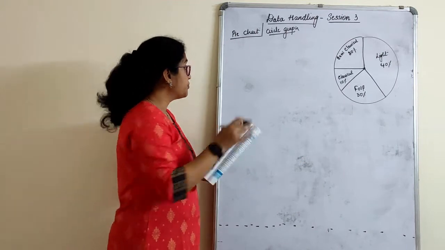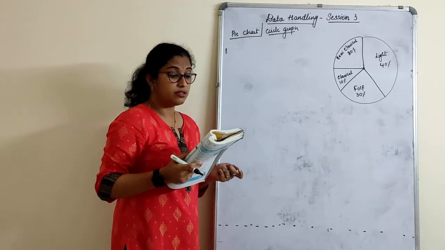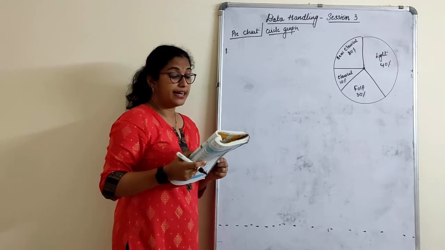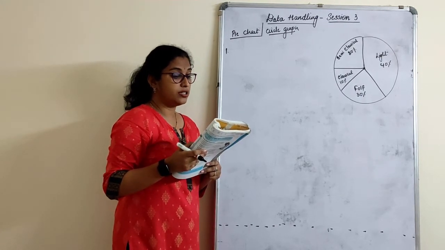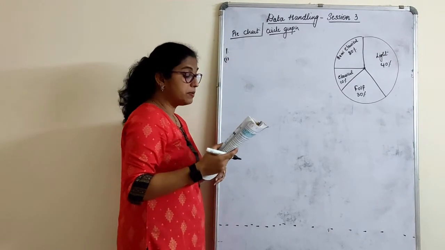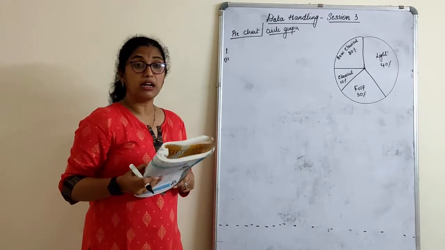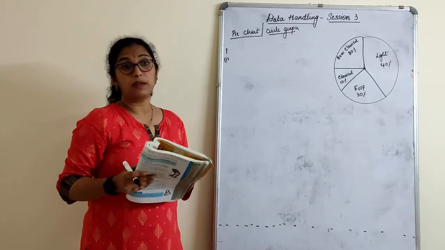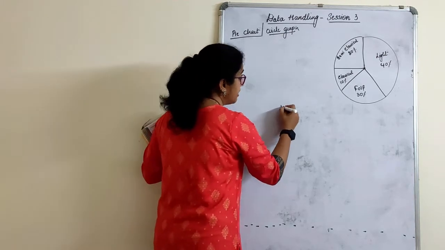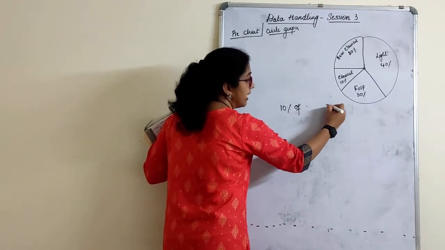First one: a survey was made to find the type of music that a certain group of young people like in a city. The adjoining pie chart shows the findings of the survey. From this pie chart, answer the following. If 20 people liked classical music, how many young people were surveyed? First of all, we need to know how many people were surveyed in total. There are 20 people who liked classical music. Here I have 10%.